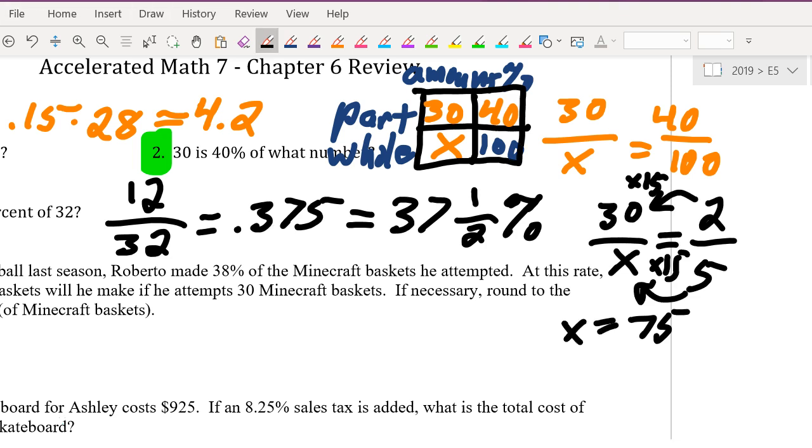Now, you could test it. You could say, wait a second, is that right? How could you test it? What would be something you could punch in your calculator to see if it makes sense? 30. Very good. 30 divided by 75, it should be 40%. And it is. If somebody wants to check me, they can.